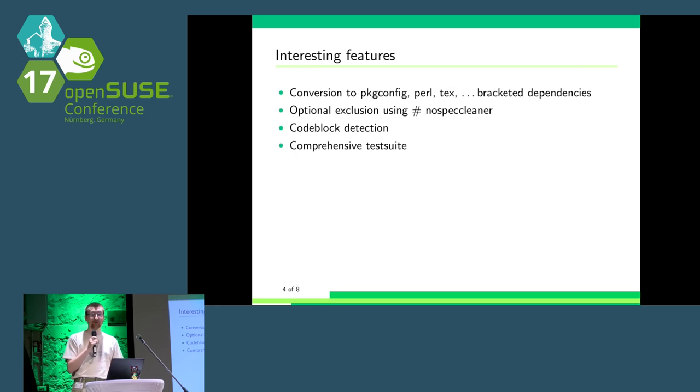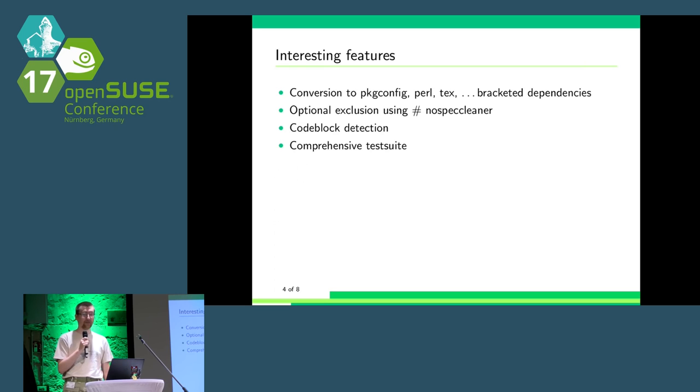Another feature that's really useful is exclusion from Spec-cleaner. Basically, in some cases, you don't want to run it ever on your package. Take as an example GCC. Nobody would like to parse that blob at all. So you can put this comment in there and it will basically skip it.